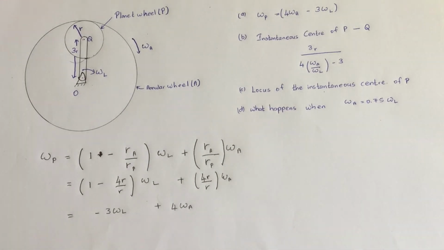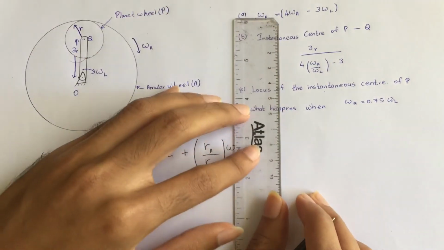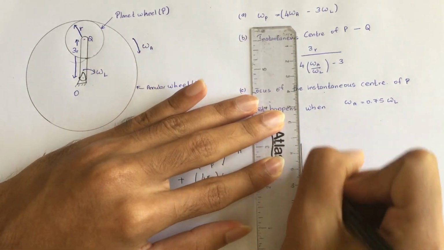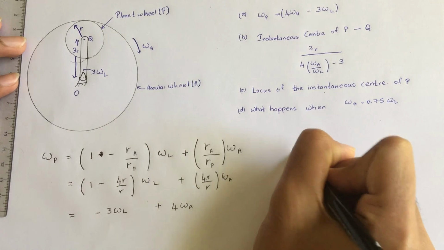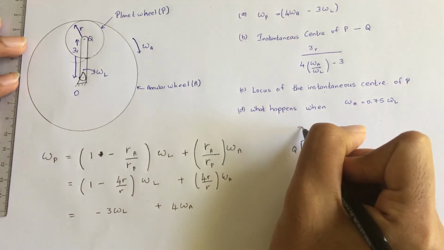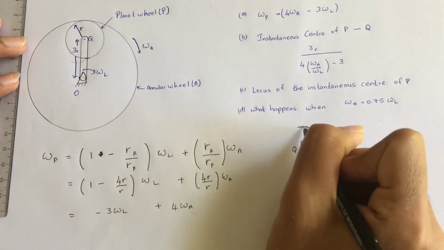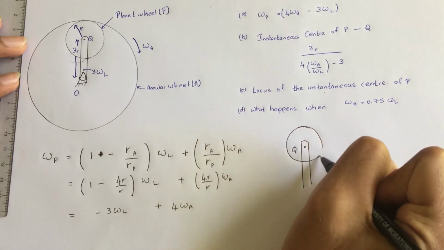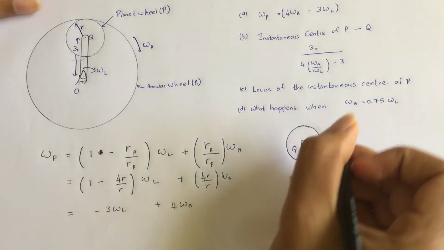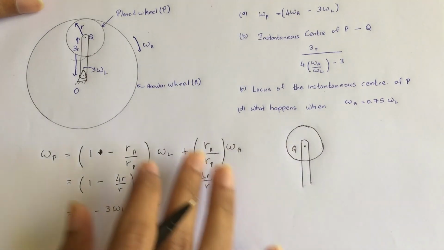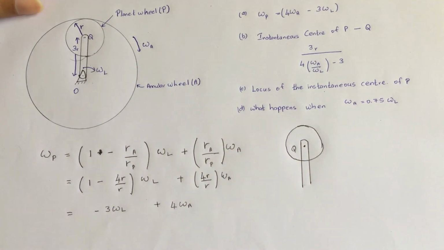So let's say I draw that planet wheel, I need to find that planet wheel, so I'm not going to draw only that part. Here we can mark it as Q. I'm not good at drawing, but okay. Here I have got a circle. So we can tell what's going to happen over here.